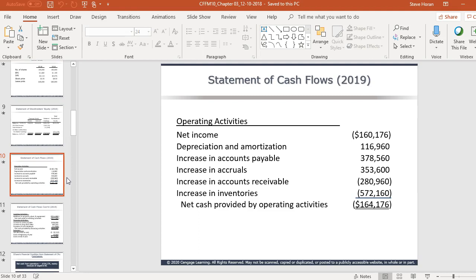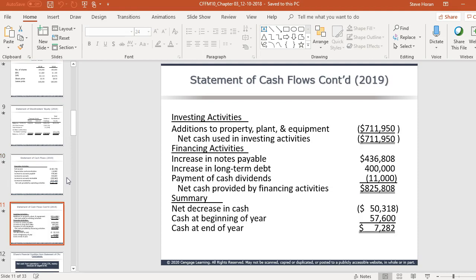So this year did not turn out well at all. So they had a net cash loss for operations of 164,176. Investing relates to investments in property, plant, and equipment, and they significantly invested in property, plant, and equipment this year. They borrowed a lot of money. They turned around and spent that on expansion. On the financing side, they went out and borrowed money, notes payable, long-term debt, plus they also paid dividends.